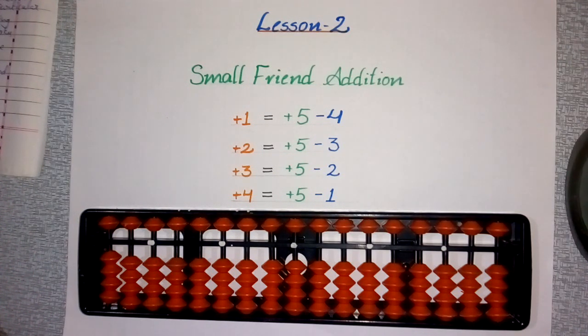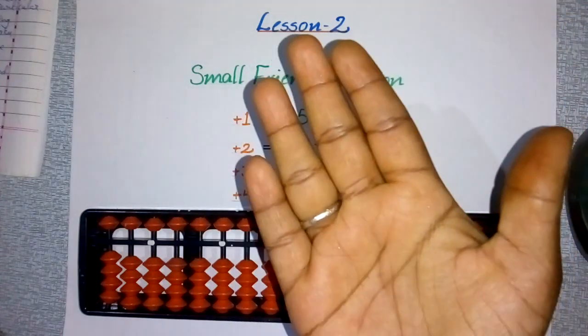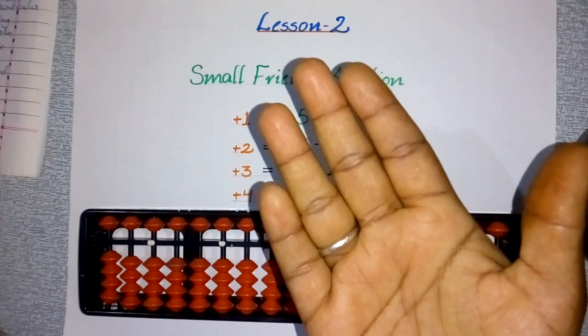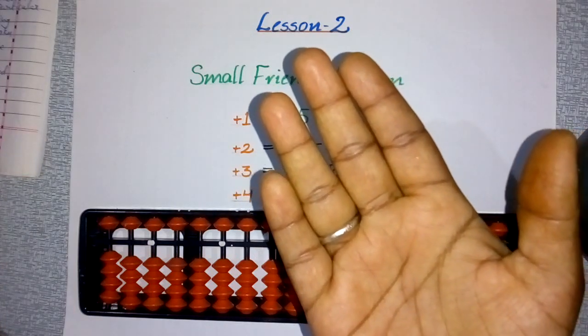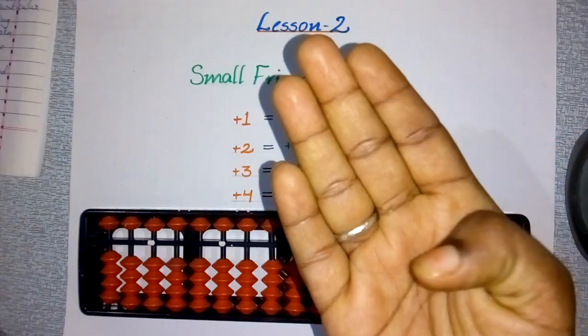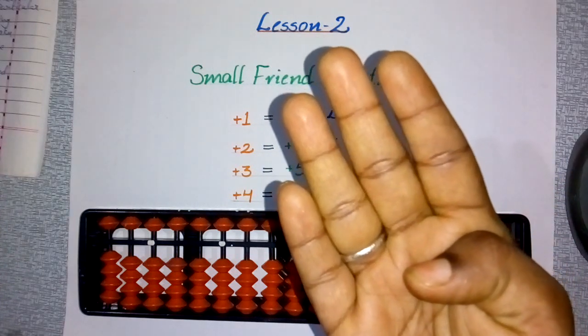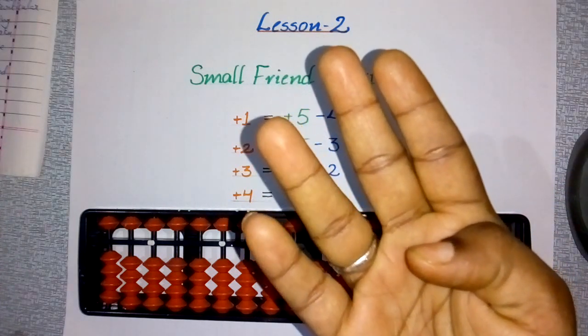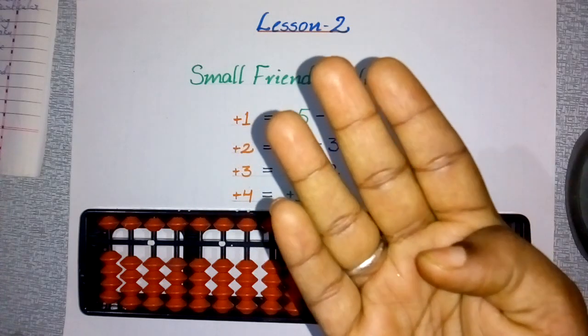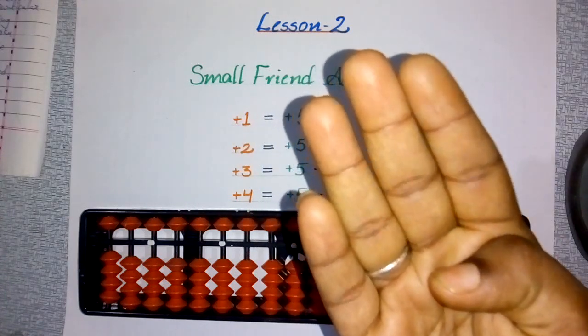Whenever they are supposed to find the small friend of 1, firstly they have to take 5 fingers. That means take 5 fingers. Then to find the small friend of 1, close 1 finger. Then what are the remaining fingers? 1, 2, 3, 4. So the small friend of 1 is 4.